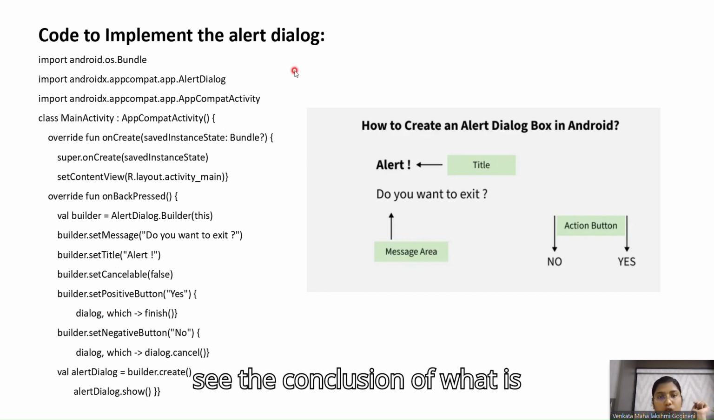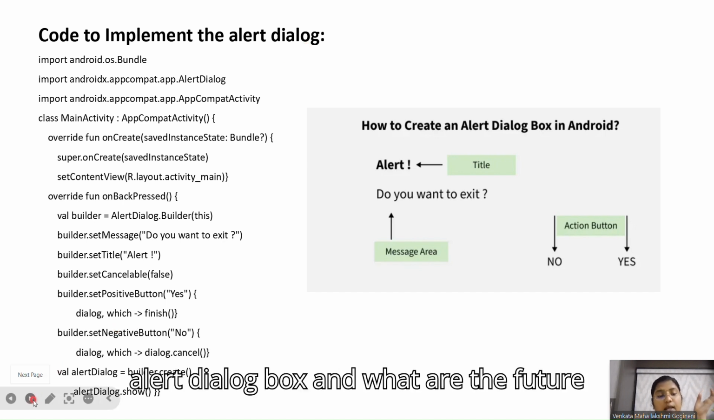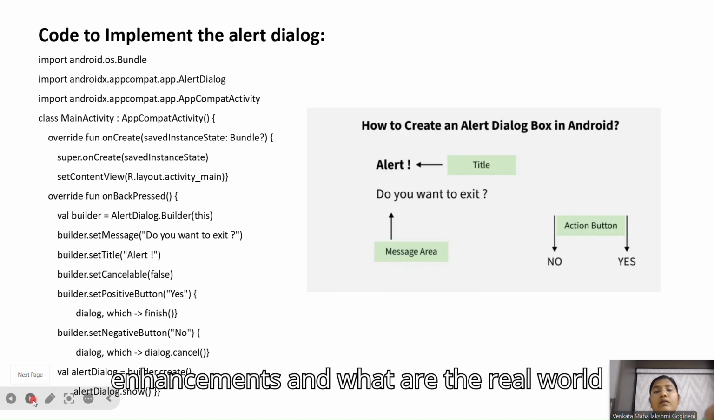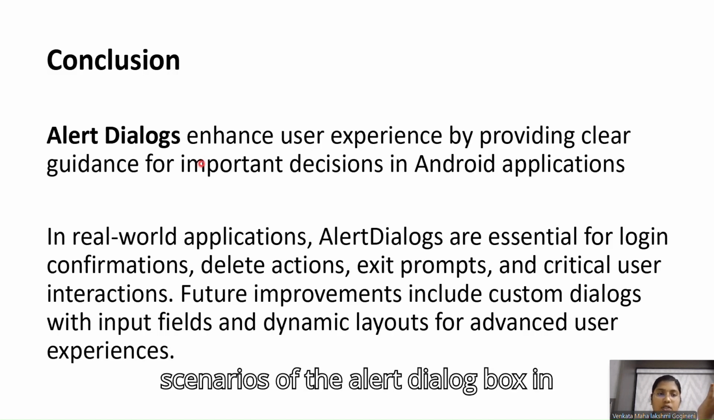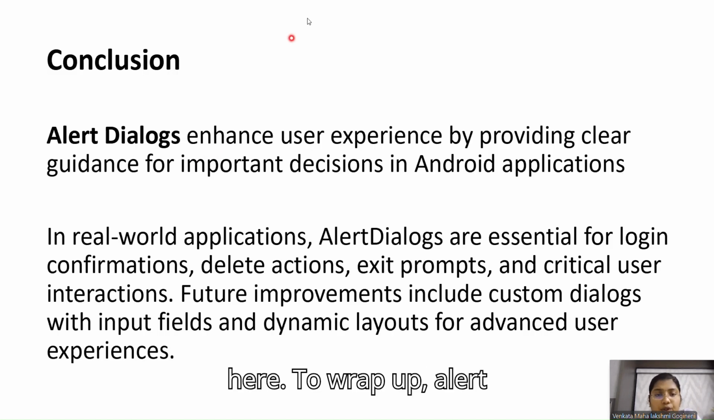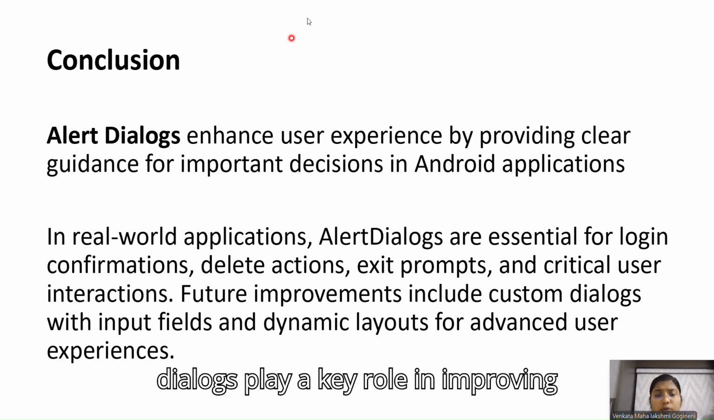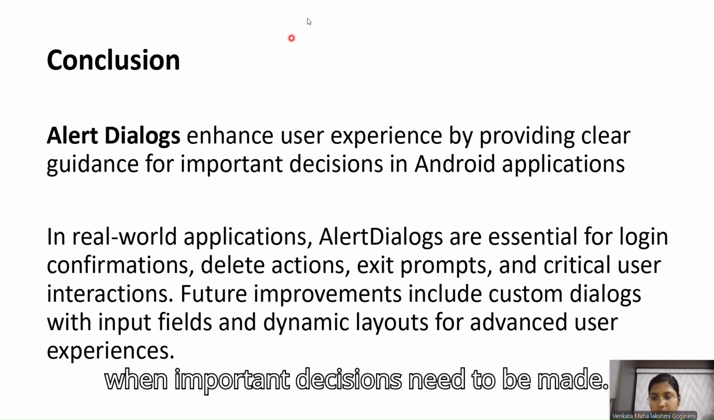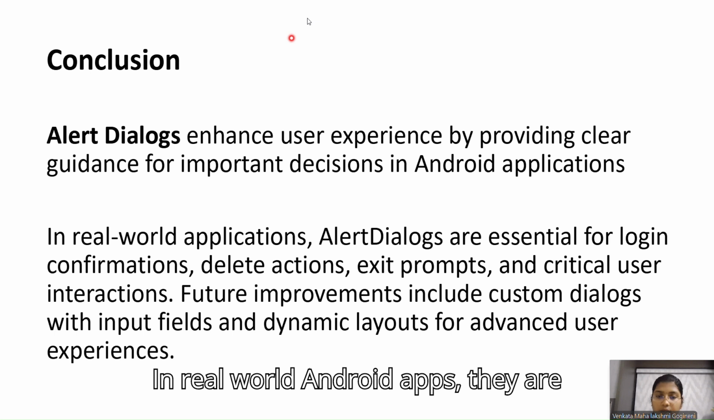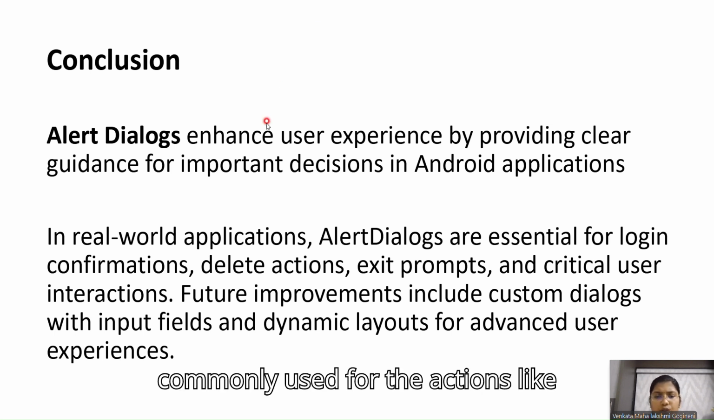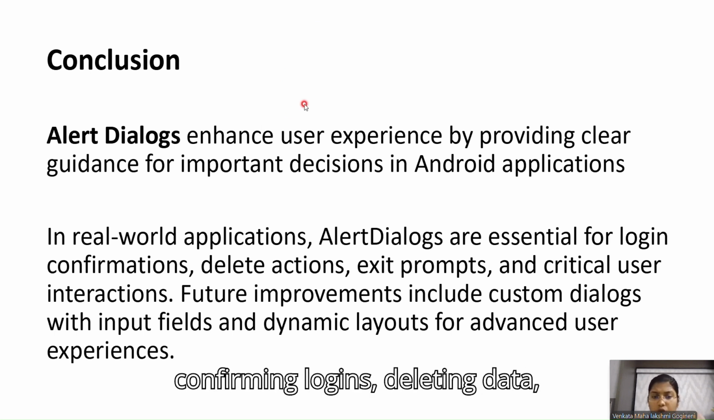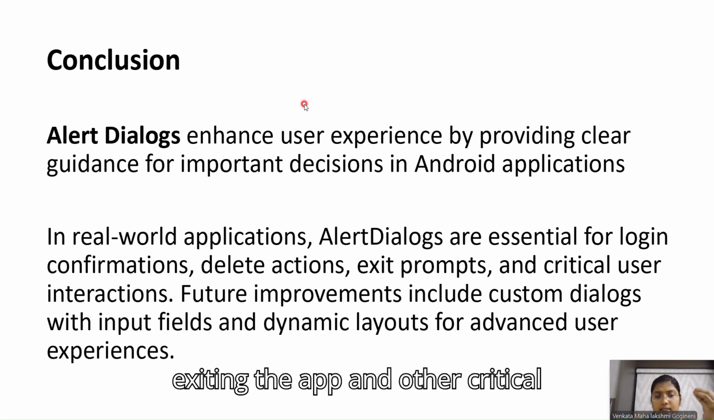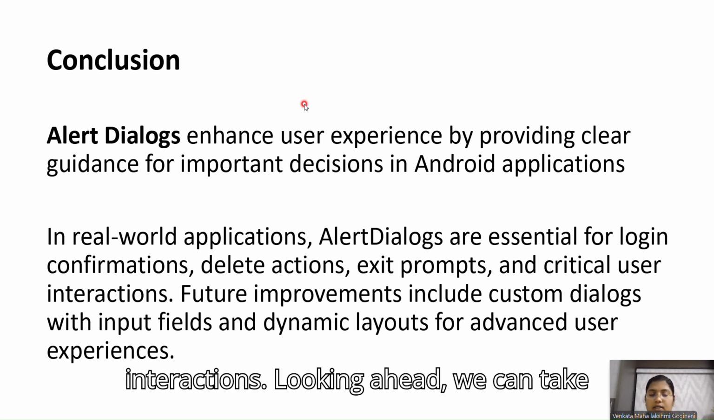Next we will see the conclusion of what an alert dialog box is, what the future enhancements are, and what the real-world scenarios of the alert dialog box are. To wrap up, alert dialogs play a key role in improving user experience by clearly guiding users when important decisions need to be made. In real-world Android apps, they are commonly used for actions like confirming logins, deleting data, exiting the app, and other critical interactions.